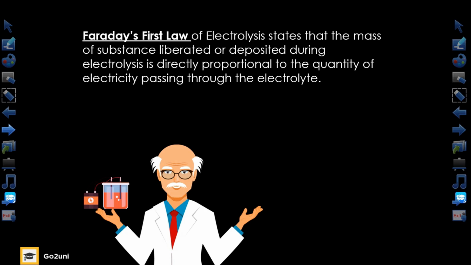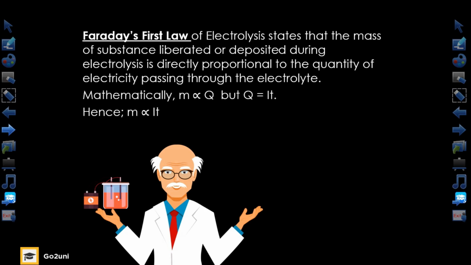If we are to express that mathematically, we will say that the quantity of electricity is directly proportional to the mass of the element discharged, whether it is a metal or a non-metal. And when we talk about quantity of electricity, within the time frame, it has to do with the current that has flowed multiplied by time. So Q is equal to IT from our physics knowledge.